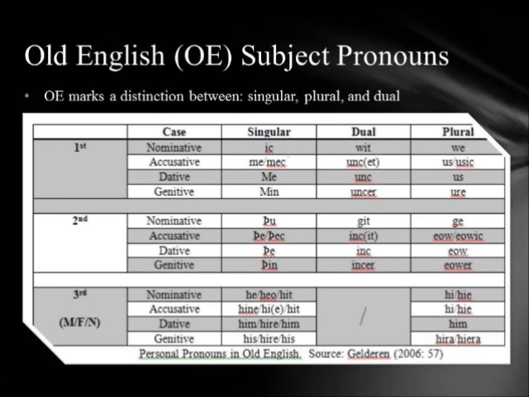We get us for the accusative and dative, which corresponds to us. Second person again is quite different from modern English, and third person as well doesn't really correspond to modern English they with he. And so the source is Gelderon 2006 on page 57.